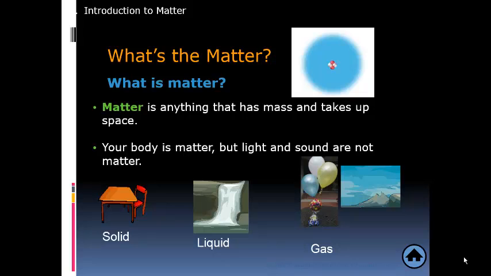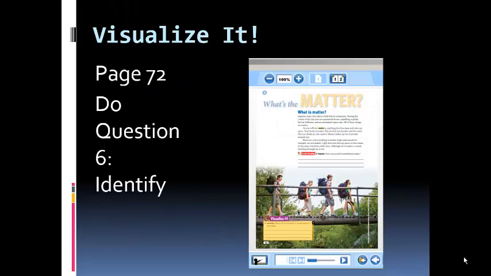Your body is matter, but light and sound are not matter. The table that you sit at in science class is matter, but your emotions are not matter. Your emotions don't have a mass, they don't take up space. Your table has a mass, you can measure that, and it takes up space. Alright, pause the video, go to page 72 and do question number 6, labeled Identify.